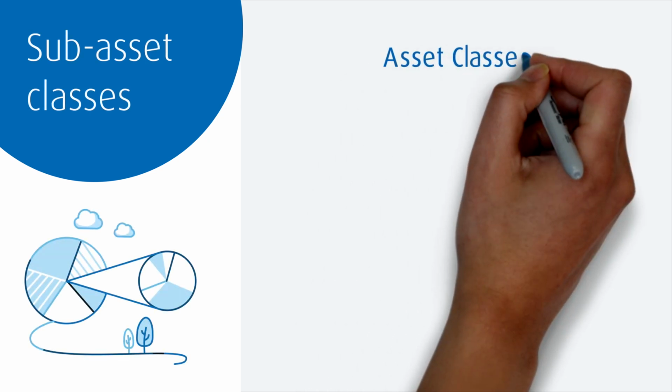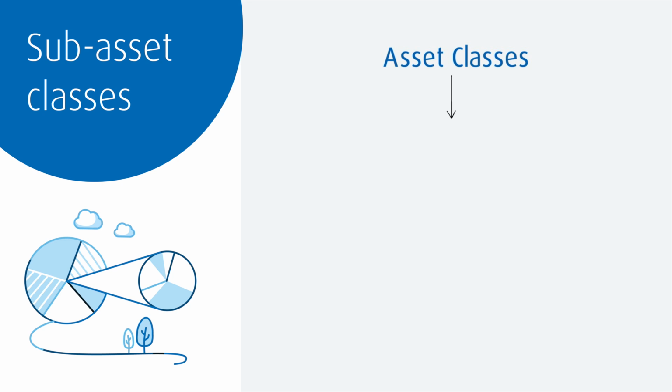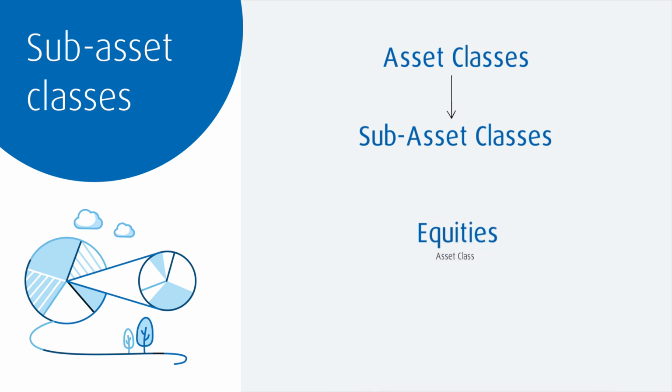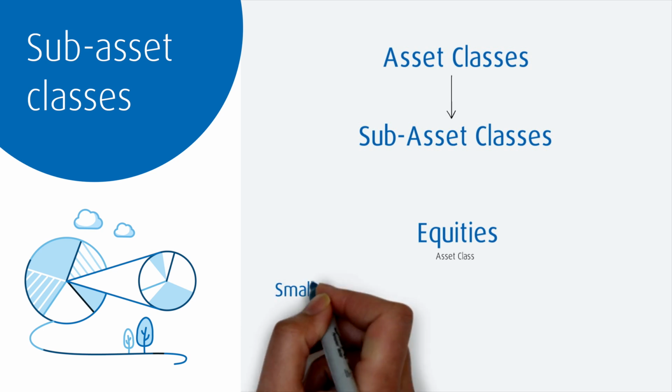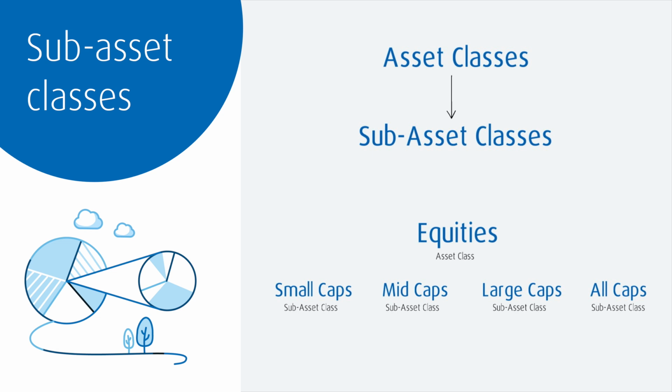In addition to asset classes, some assets are classified into subcategories. Let's look at some examples of sub-asset classes within the main asset class of equities. In this example, we have 4 sub-asset classes: small caps, mid caps, large caps, and all caps. CAP is short for market capitalization. Market capitalization just means the total value of a company.